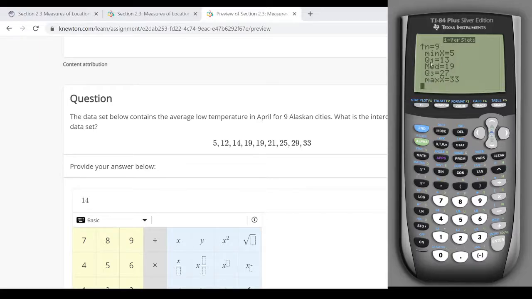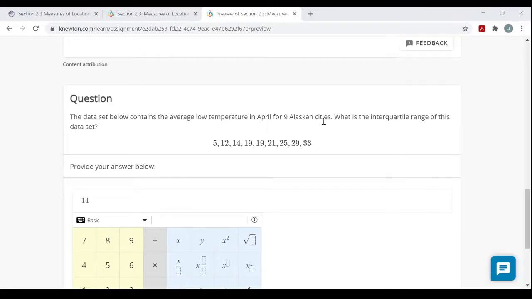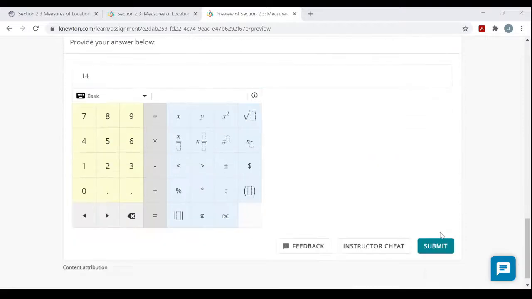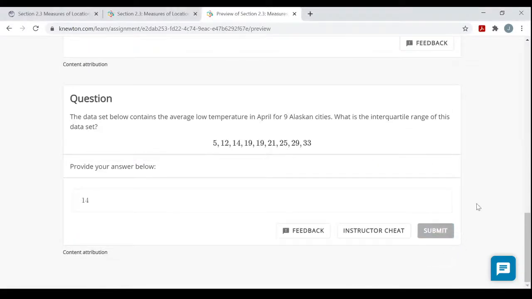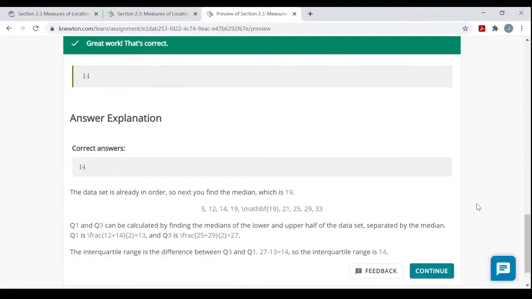But you're seeing the Q1, the first quartile, 13, the second quartile, the median, 19, and the third quartile, the 75th percentile, 27. And the interquartile range is simply the difference between Q3 and Q1, 27 minus 13, or 14, as we stated earlier when I did it by hand. Again, not too crazy to find.